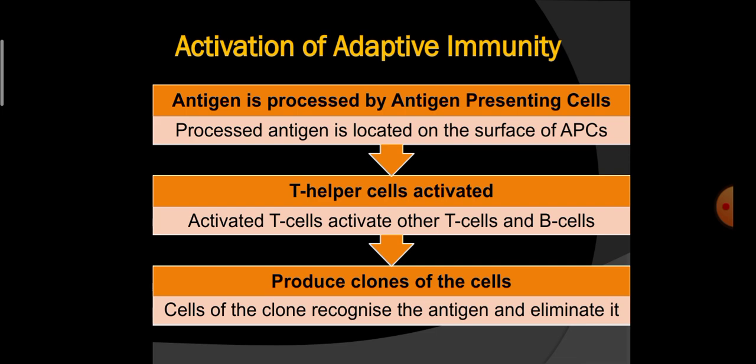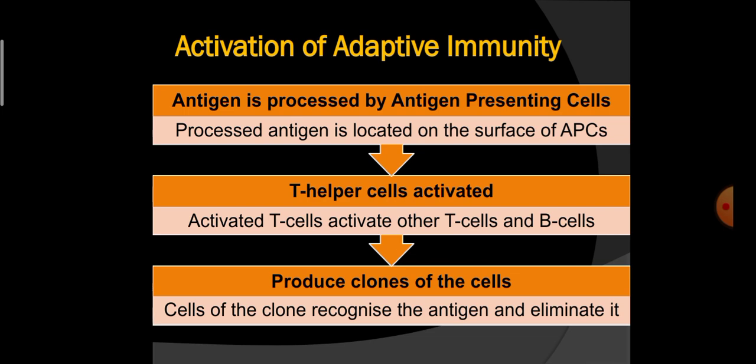Now the T helper cells get activated. The activated T cells will activate other T cells, that is cytotoxic T cells, or B cells. B cells will produce antibodies, and T cells will rupture the cell. So how the action has to be: we know T cells are specific to each antigen. What kind of treatment or action has to be carried out on a particular antigen, based on that the activation will occur.